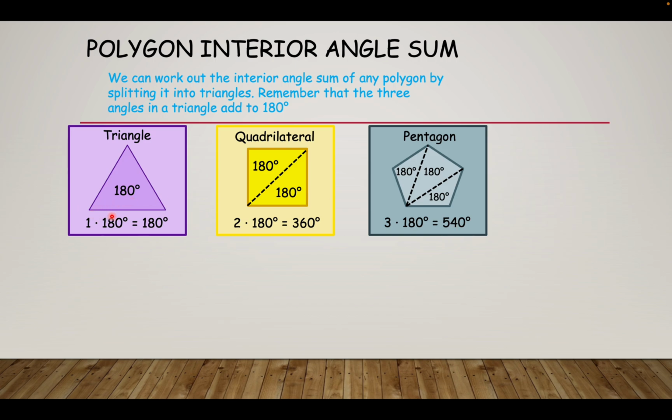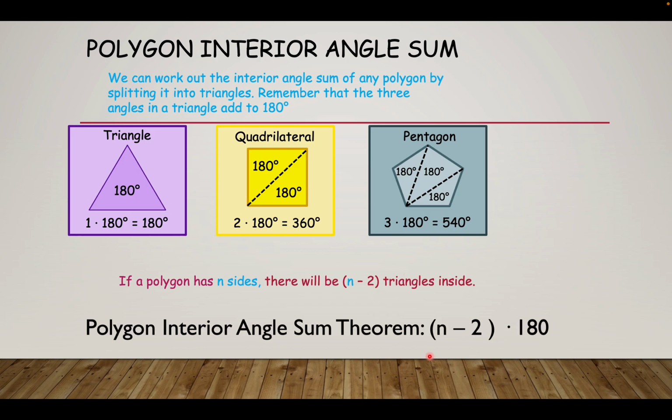So if a polygon has n sides, there will always be n minus 2 triangles inside. A 4-sided shape has 2 triangles. A 5-sided shape has 3 triangles. So we take the number of sides minus 2, and we multiply that by 180, which is my big theorem for our polygon interior angle sum. This is the formula you will be using a lot moving forward.